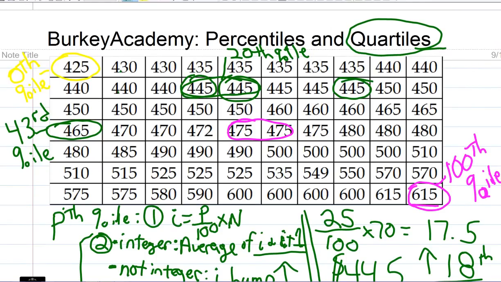So 1 to 10, 11 to 20, 21 to 30, 31 to 40. This is 41 to 50. And we want the 53rd. So this is 51, 52, 53. That's the 75th percentile.